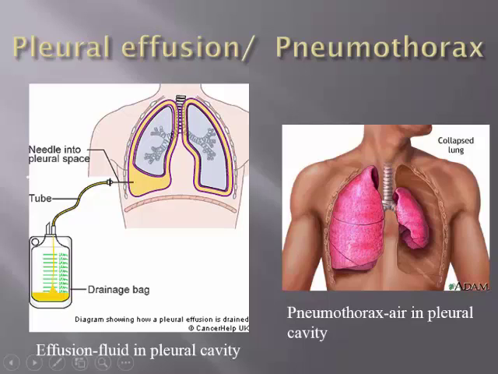Air, when it enters suddenly and fills up real rapidly, gives you what is called tension pneumothorax, and that becomes a medical emergency. You have to remove the air really promptly, otherwise one lung will totally collapse. When this collapses, it can push the entire mediastinum to the opposite side, and it can become really, really fatal. So you have to remove that air promptly.